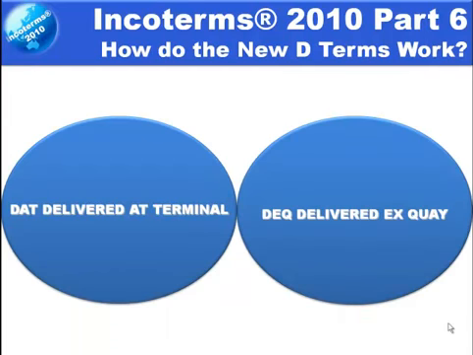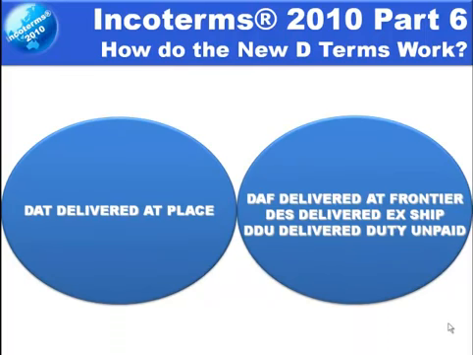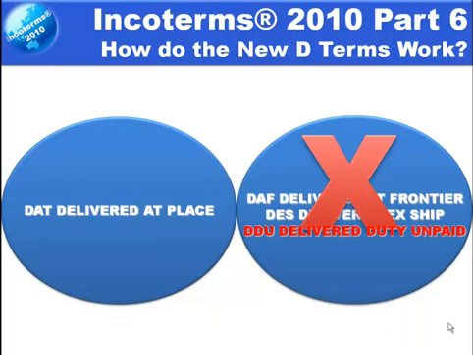DAT, delivered at terminal, replaces one deleted term, DEQ, delivered ex quay. DAP, delivered at place, replaces three deleted terms: delivered at frontier, delivered ex ship, and delivered duty unpaid. Now, as I mentioned, DDU, delivered duty unpaid, was a term used by many sellers in their negotiated contracts where they, the seller, took responsibility for the delivery of the goods, generally to the buyer's premises. To help us understand the new terms and their functions, we'll look at them individually and then compare the two.